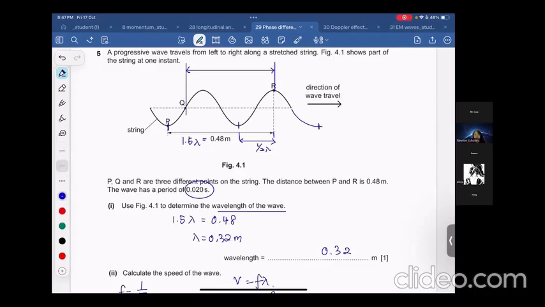Kai Chen, try. Clement, try. Tell me your answer. What is the phase difference between Q and R? How far they are separated over their wavelength? Phase difference is how far they are separated over the wavelength, times 360 degrees. How far are they separated?